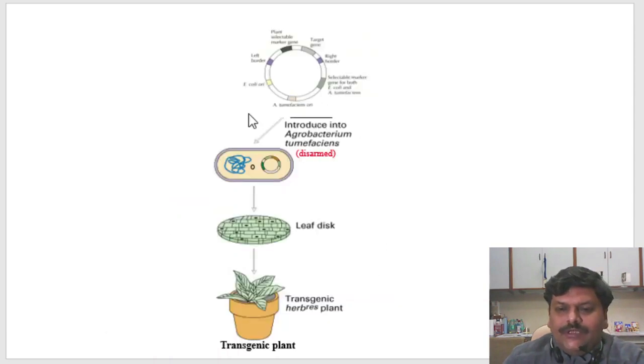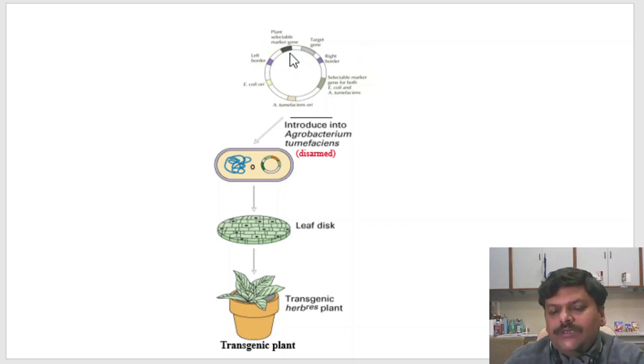So the resultant plasmid looks like this. It has two origins of replication, for both Agrobacterium as well as E. coli, so that it can be maintained in both E. coli as well as in Agrobacterium. Left border and right border are there. The target gene is inserted between the left border and right border, and for measurement of transformation efficiency and to screen out the transformed cells from untransformed cells, a selectable marker gene is also introduced between the left border and right border.